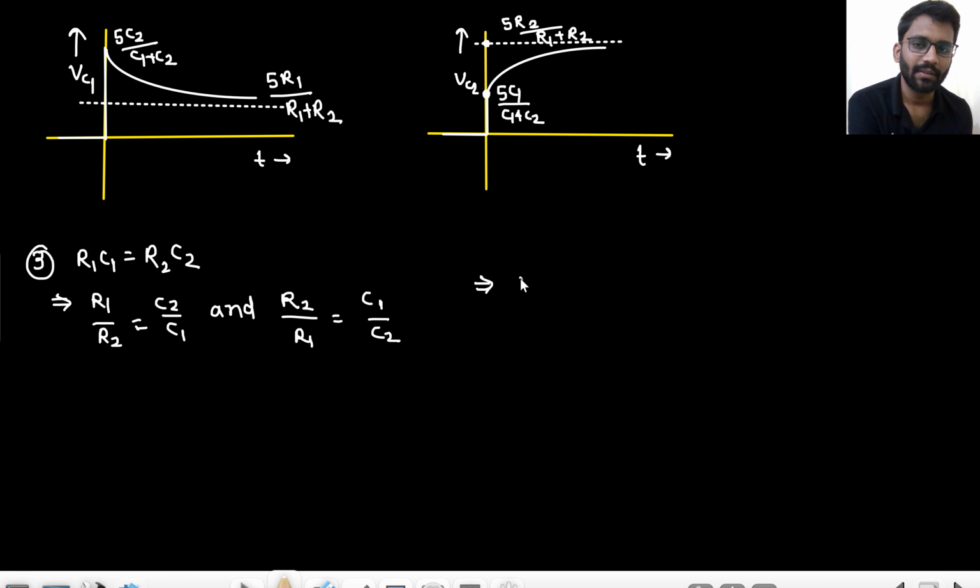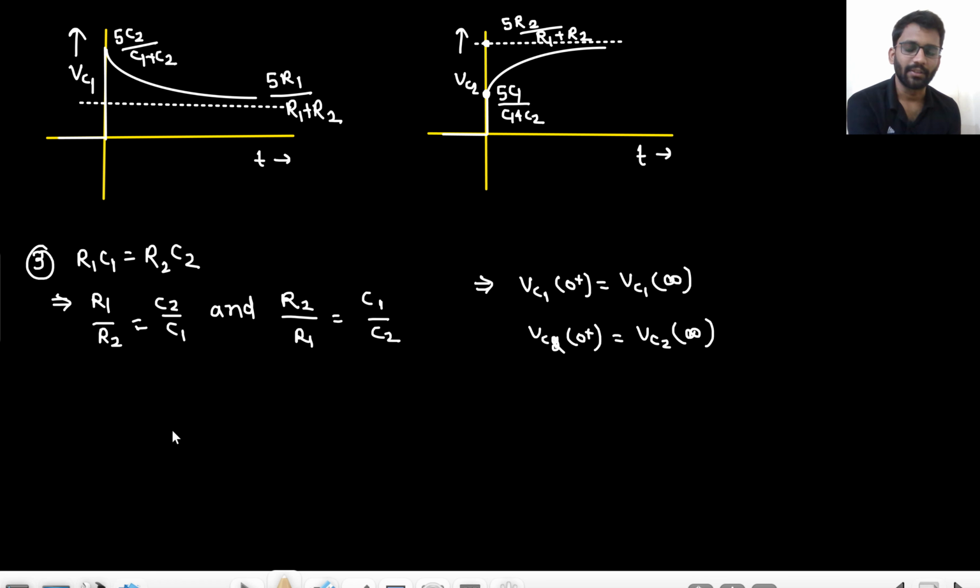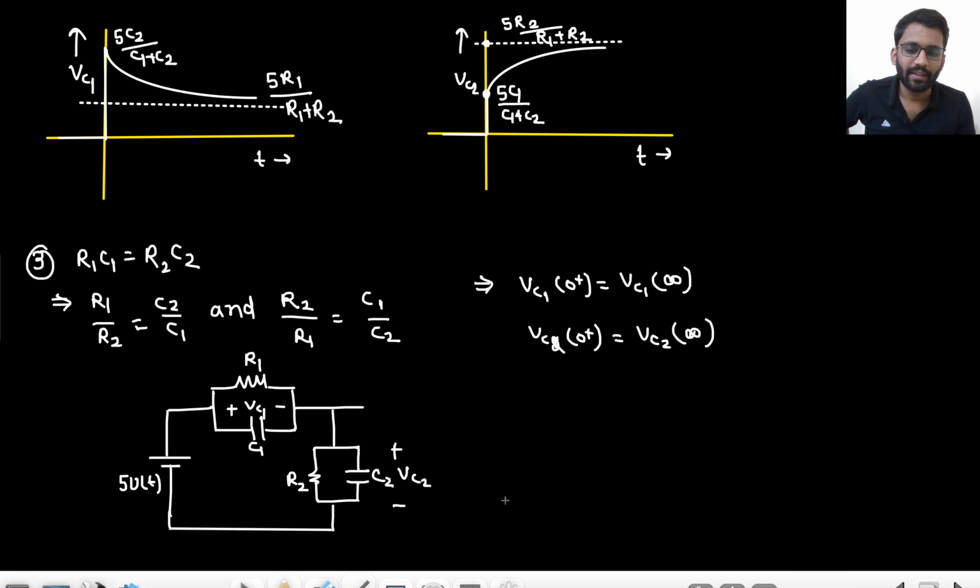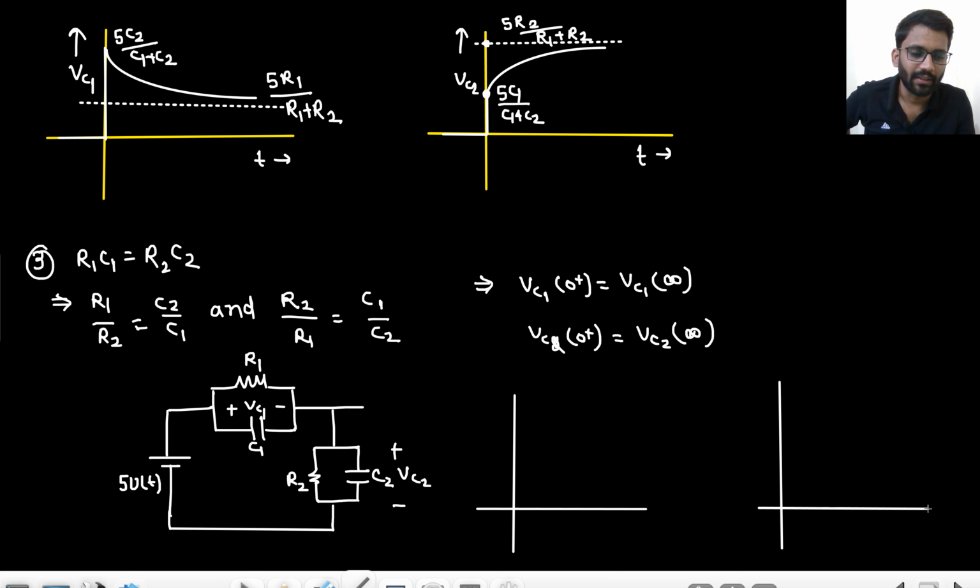Here you will see that VC1 at 0 plus is equal to VC1 at infinity, and VC2 at 0 plus is equal to VC2 at infinity. So all values are equal. So actually what is happening? This is your circuit, I will just draw the circuit. So the values are getting stabilized very quickly. This I am talking about VC1, and this I am talking about VC2.